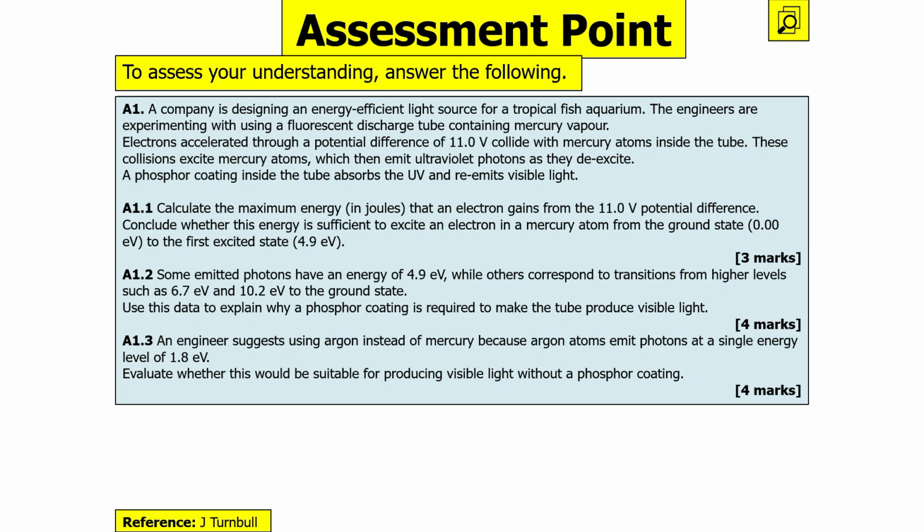An engineer suggests using argon instead of mercury because argon atoms emit photons at a single energy level of 1.8 eV. Evaluate whether this would be suitable for producing visible light without a phosphor coating. So pause the video now, then unpause the video when you want to go through your answer.